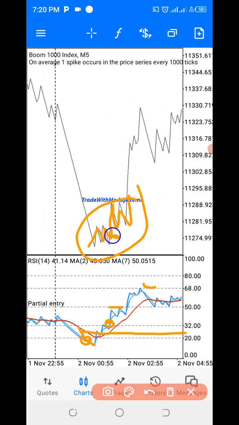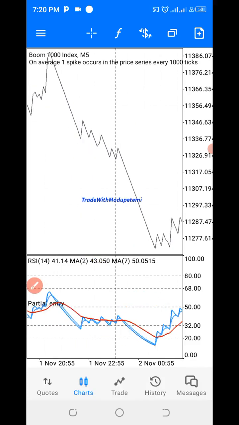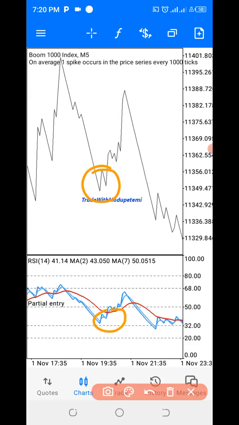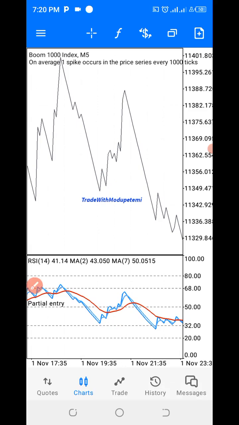So if you miss this first entry here, you can actually re-enter there. As you can see, you can re-enter here. So it's all about you taking your time to practice very well. This is another W here. See, this is another W here. So it's all about you just taking your time to practice very well.